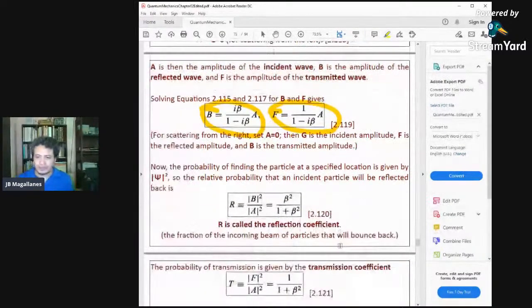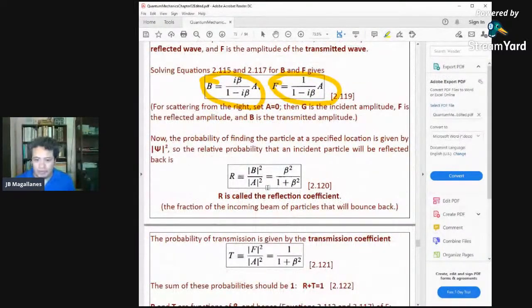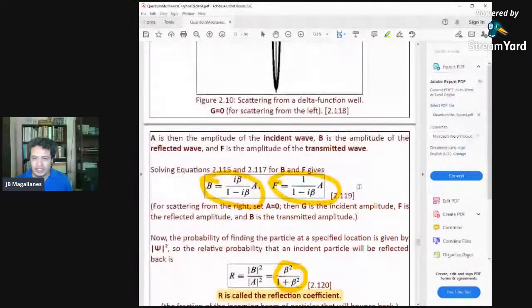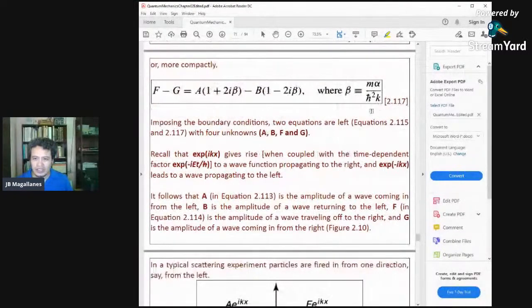So now we define an R, called the reflection coefficient, to be the ratio of B with respect to A. And this is just equal to the ratio squared of B and A. So this is just equal to beta squared over 1 plus beta squared. The beta is just this expression.